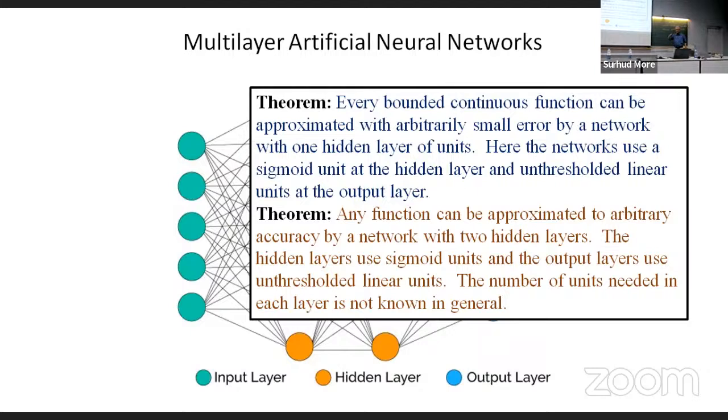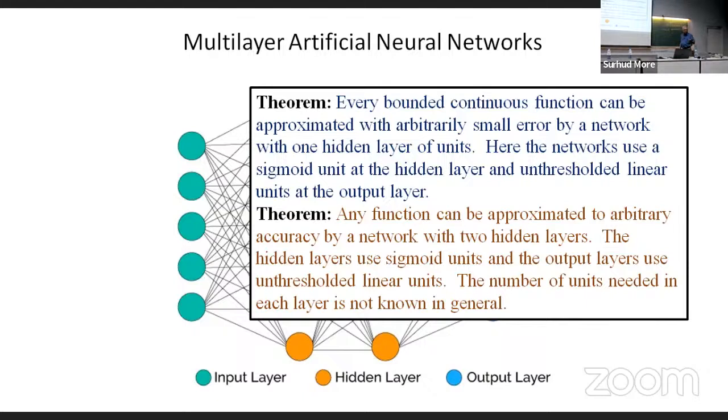Let's say a nice function that you know about can be approximated with arbitrarily small error by a network with just one hidden layer of units. This is a very important statement: I've got the input nodes, I've got the output, and I've got one hidden layer. One hidden layer is completely enough to have this kind of function.